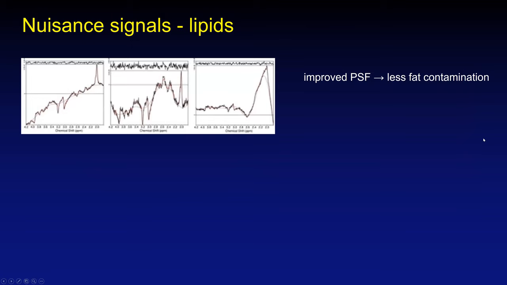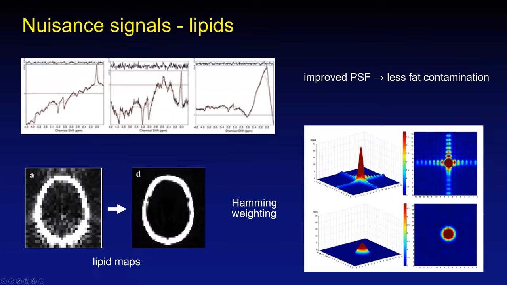Another big problem is the nuisance signal from extracranial lipids. So bad water suppression can, for example, lead to such a baseline that is not straight, or maybe even very strong lipid signals here on the very right. And one approach that we are taking is trying to go to a very high spatial resolution and introduce additional Hamming weighting. So essentially the signal is not spread over several nearby voxels, but really originating mostly from this voxel that we are really interested in.